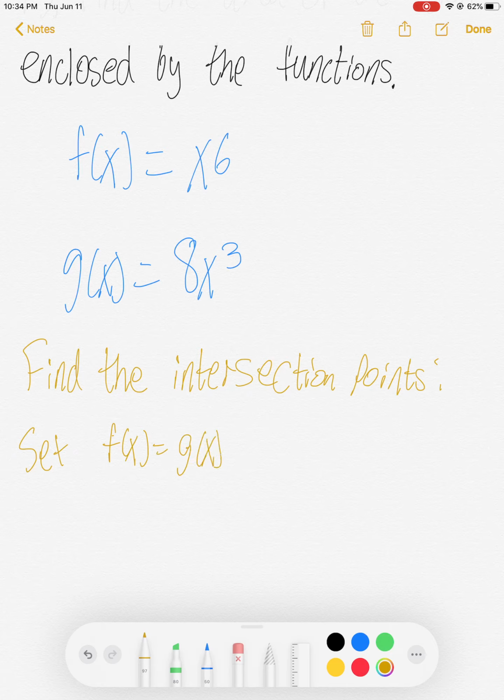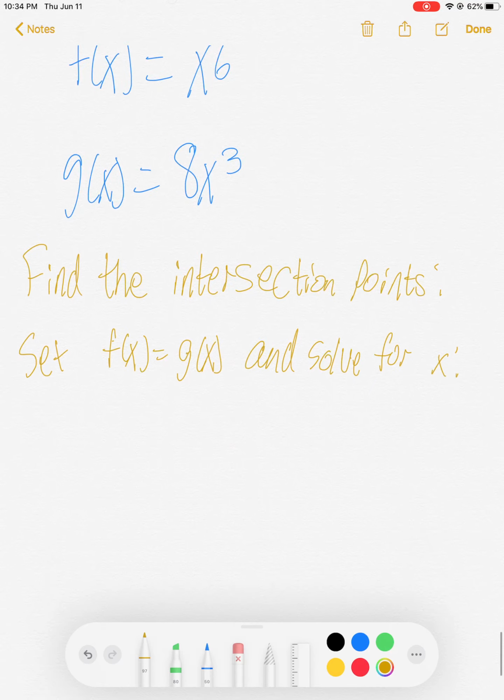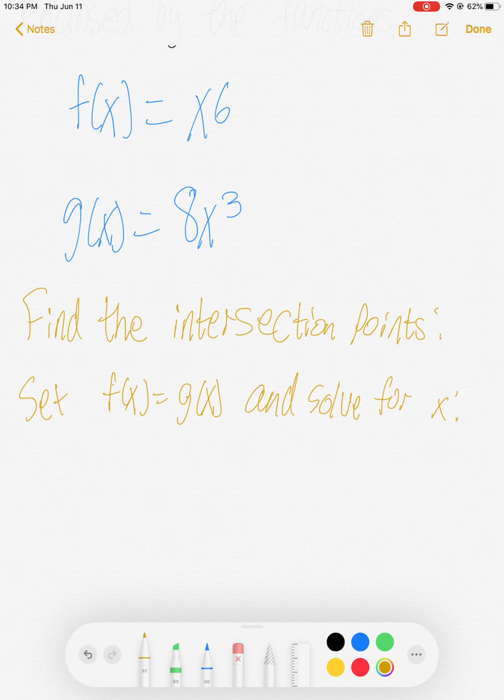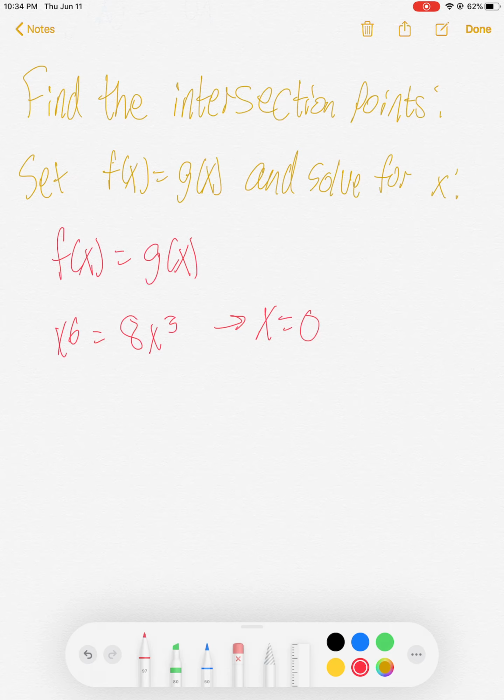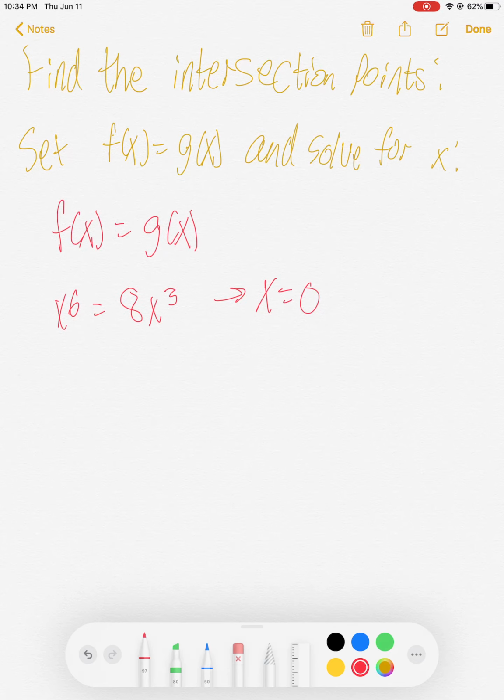So the first thing that you want to do, since we're not given a picture, is we're going to need to find the intersection points. How do you do that without a picture, Bailey? Well, we're going to set f of x equal to g of x and solve for x. Those will give us the x coordinates of our intersection points.